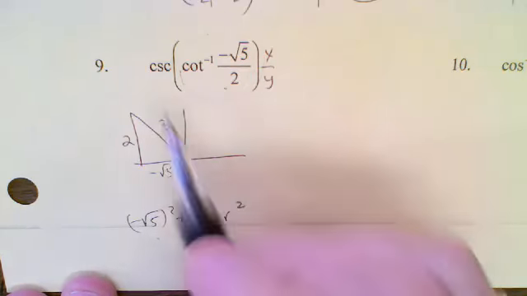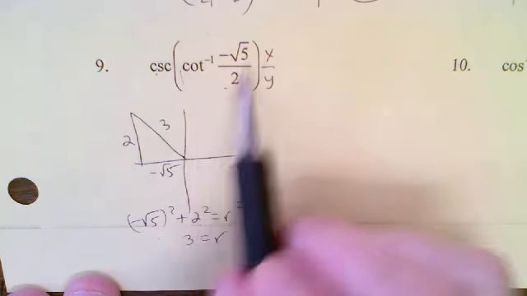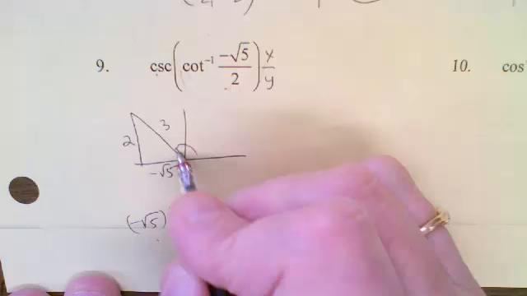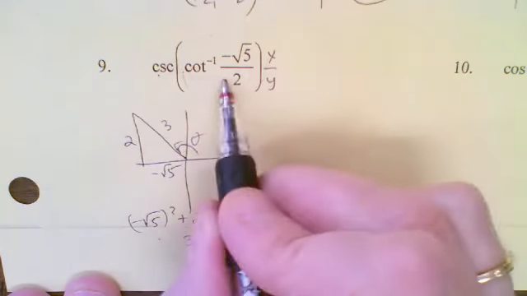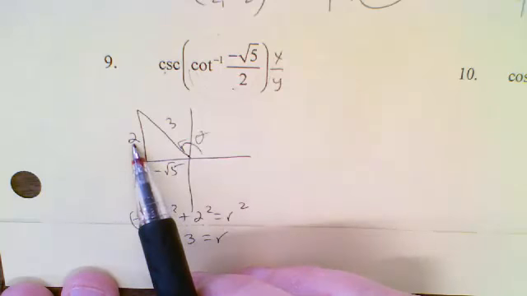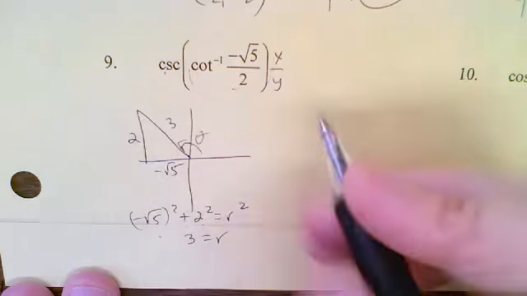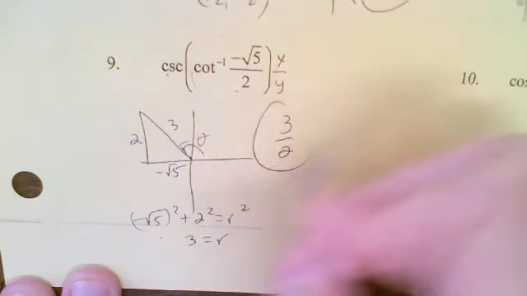All right, and so what's the question? The question asks me, what's the cosecant of that angle I just drew? This is the angle I just drew. I'll call it theta, whatever you want to call it. I drew that angle with this information. I want to know the cosecant. Cosecant is the reciprocal of the sine. So the sine is 2 over 3. So the cosecant is the reciprocal of that, 3 over 2.